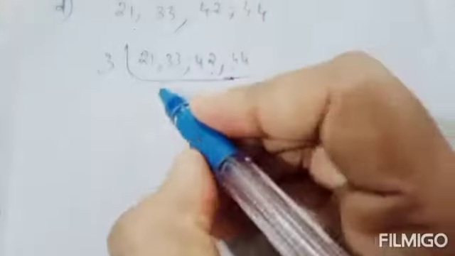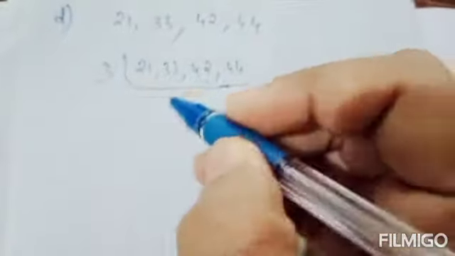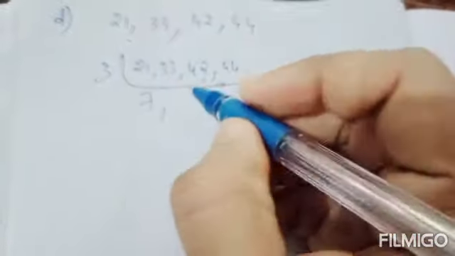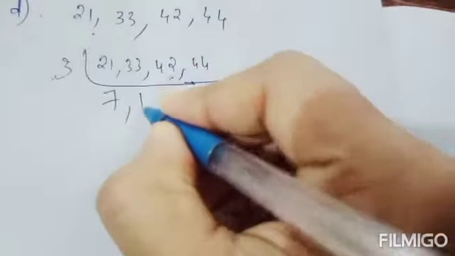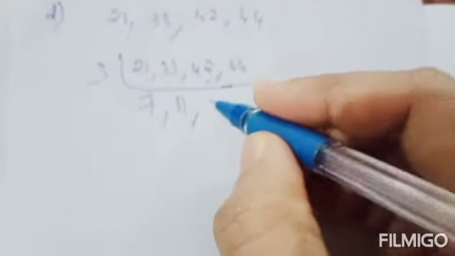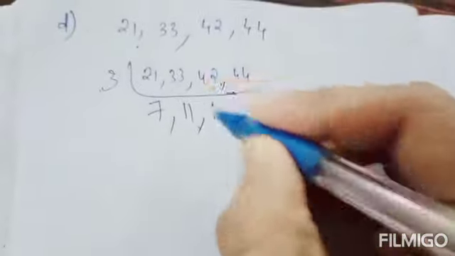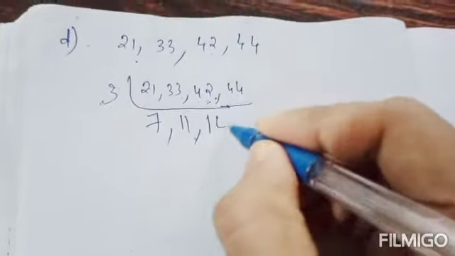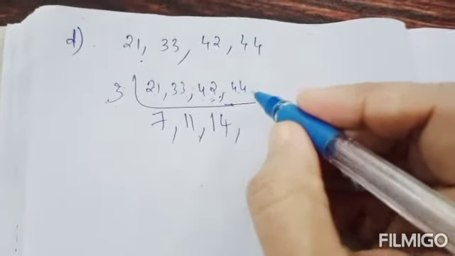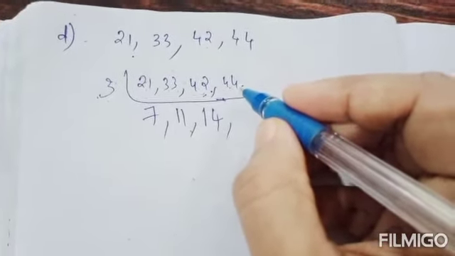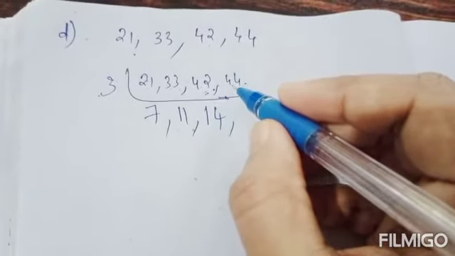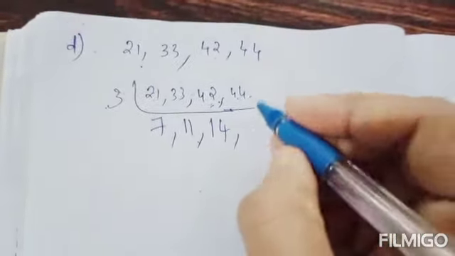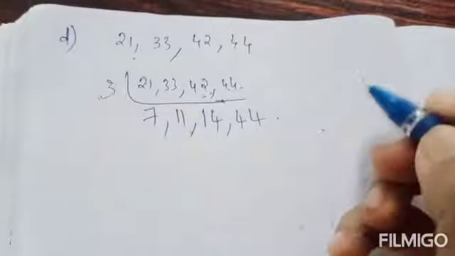Now 21 divided by 3, you will get 7. 33 divided by 3, you will get 11. 42 divided by 3, you will get 14. 44 is not divisible by 3, so you can't divide 44 by 3. Write 44 as it is.